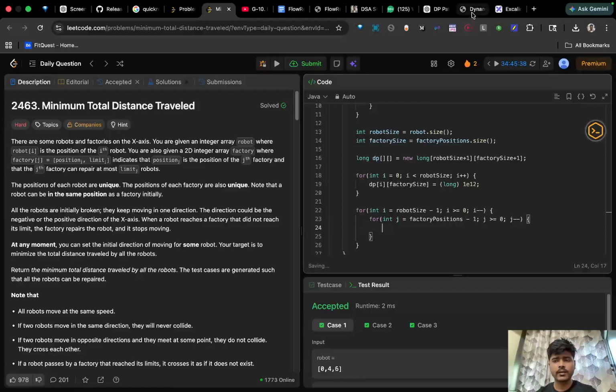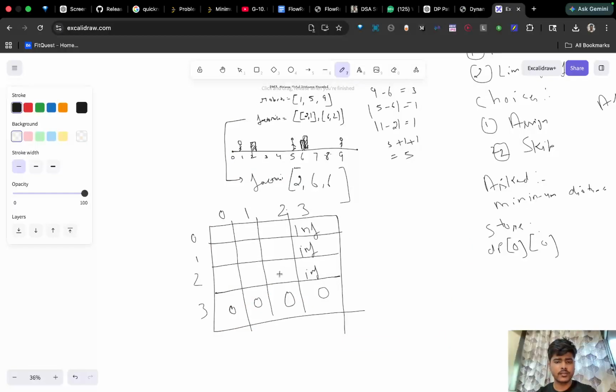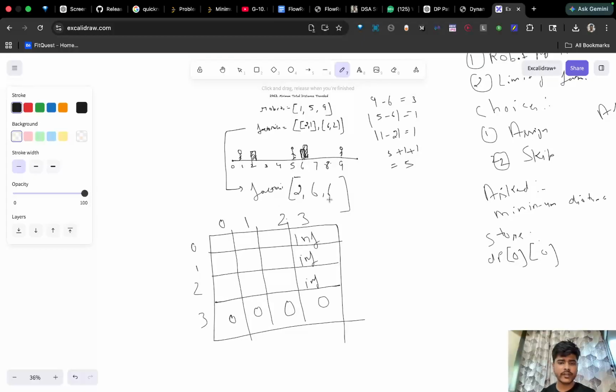I am at the last cell of my dp table. To fill the last cell, I have two choices here. And what are those two choices? That is, assign the second robot to the second factory. This cell tells that either I can assign my second robot to the second factory, or I'm not going to assign my second robot to the second factory. In that case, I'm going to borrow the answer from the future.